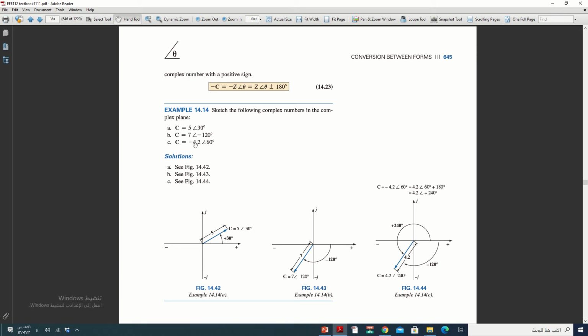What about minus 4.2 angle 60? Since we have minus, we can say the vector is 4.2, the angle 60 plus 180 or minus 180, like here. Okay, add 180, it becomes 4.2 angle 240. You go from 0 to 180. Or you can say 60 minus 180, it becomes minus 120, similar.